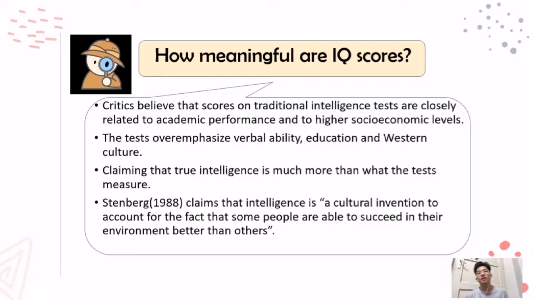Critics believe that scores on traditional intelligence tests are closely related to academic performance and to higher socioeconomic levels. The tests overemphasize verbal ability, education, and Western culture. They claim that true intelligence is much more than what the tests measure. Sternberg claims that intelligence is a cultural invention to account for the fact that some people are able to succeed in their environment better than others.